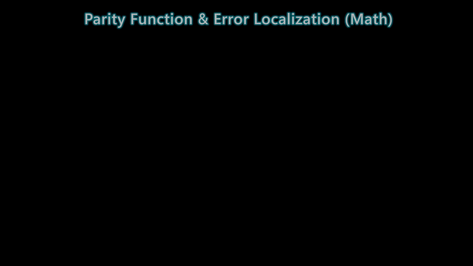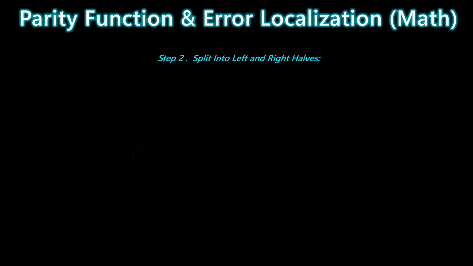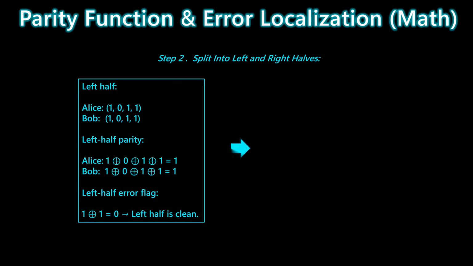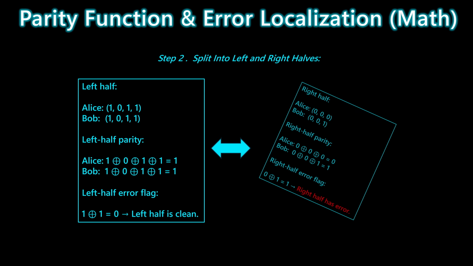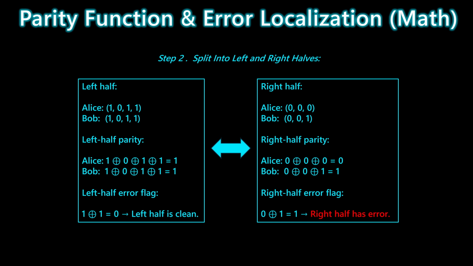Here we take a closer look at what happens after Alice and Bob split their block into two halves. On the left side of the slide, you can see that both of them have exactly the same bits in their left half. When they compute the parity, the results match, and that tells them the left side is clean. There's no need to investigate that half any further, but when they move to the right half, the picture changes. Alice has 3 zeros in that half, while Bob has 2 zeros and a 1. The moment they compute those parities, the mismatch jumps out immediately.